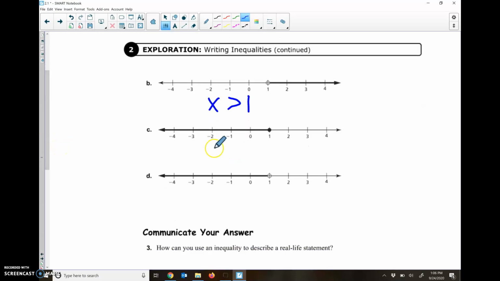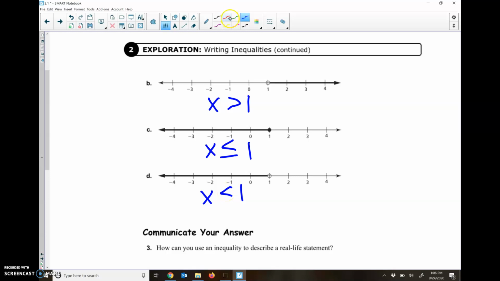Okay, kind of the same thing here. I have my x, I have my 1. I'm going to the left here, so it's a less than sign. And then I have a filled in circle at 1, so it is less than or equal to 1. Okay, and then for the last one, again, I have a less than sign. I have it at 1, so it's going to the left, and so x is less than 1.